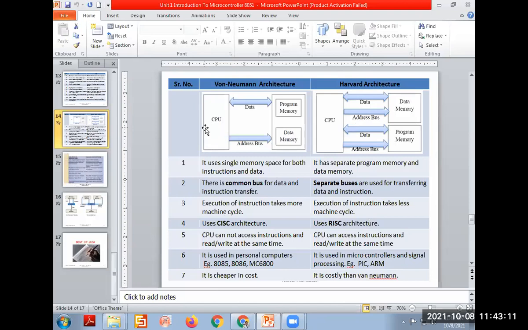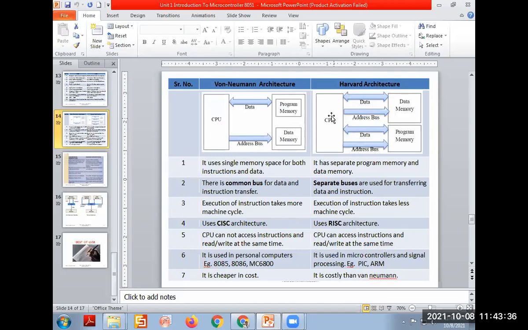Because the CPU has the common address and data bus for both memories, at a time it cannot write and also read. At a time only one: either it can write or it can read, because it has the common buses. But in case of Harvard architecture, separate buses are there. That's why the CPU can access instructions and read/write at the same time.